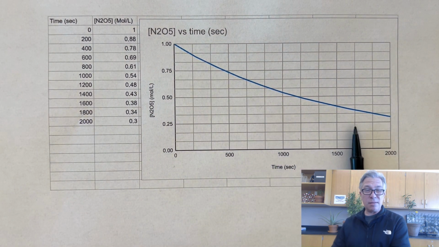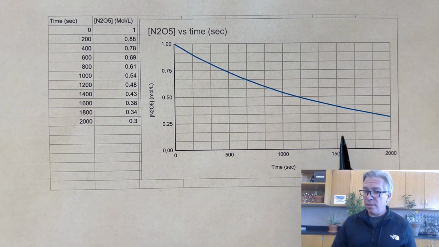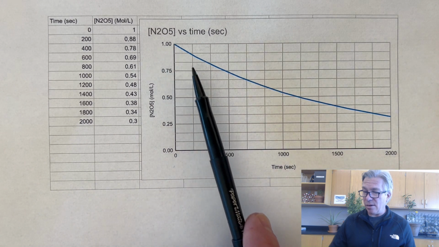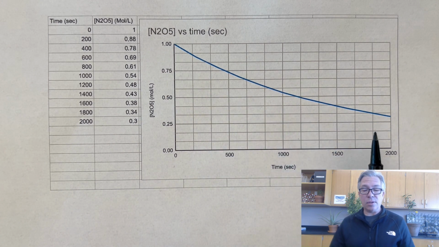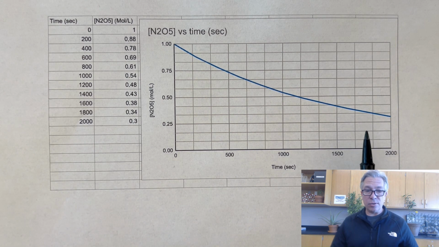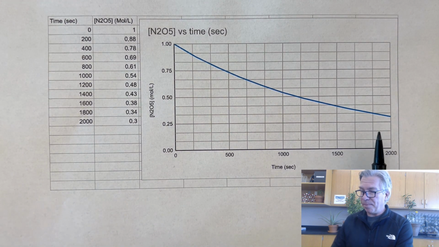The first thing I'm noticing about this is that it's not linear. Some reactions will have a linear graph, but this one does not. It's actually slowing down and leveling out as it goes along. And we'll find out reasons for that as we go through our unit and a series of videos.